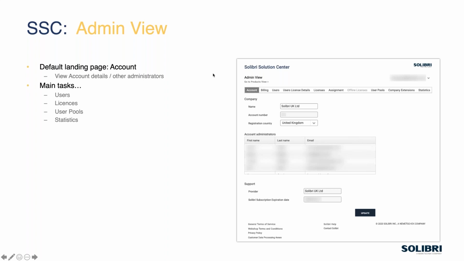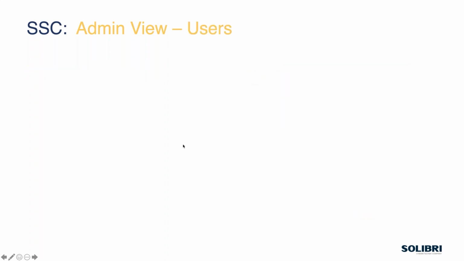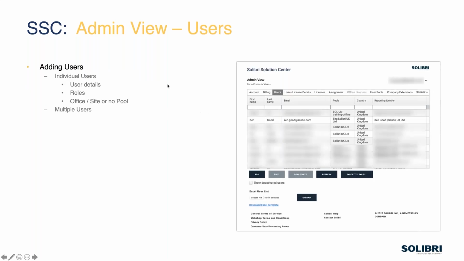What we'll take a look at in this next little section is just the tasks that we perform for the users, for the licensing, the user pools and the statistics. So let's take a look at the user side of things first of all. The first thing we're going to look at is just adding users. In the process of doing that, we'll look at the details, we'll talk about the roles, and then we'll talk about the pools of licenses that they're going to use.